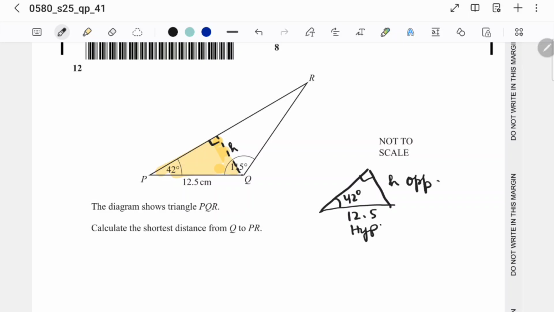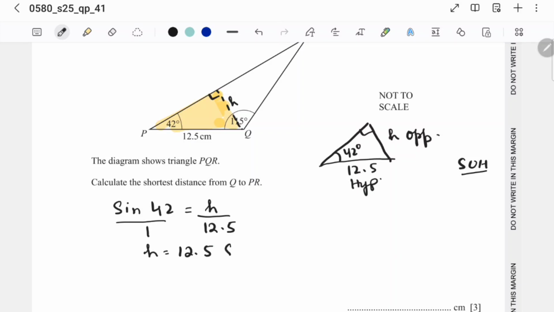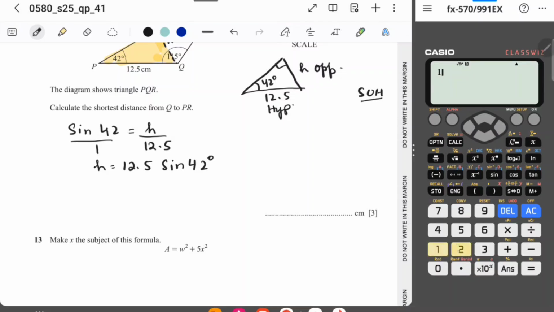Whenever we see the trigonometric ratio, it's coming in sine. Sine of 42 is equals to h upon 12.5, opposite over hypotenuse. So just simply cross multiply. h is equals to 12.5 sine of 42 degrees. So that is 12.5 sine of 42, bracket close, equals 8.364, or 8.36.